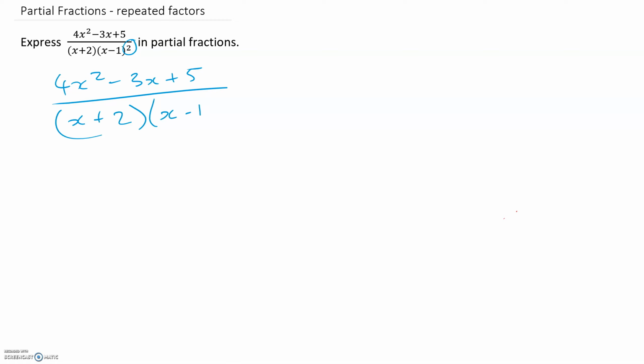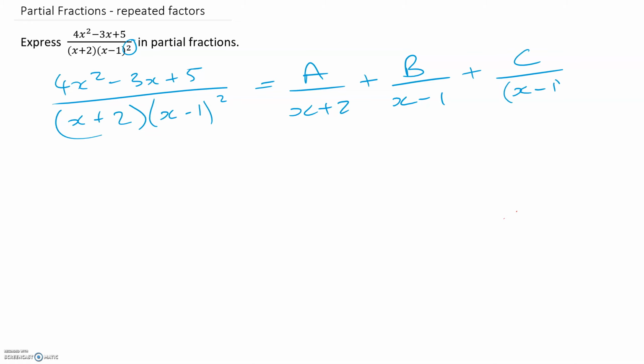Now here we've got another repeated factor partial fractions question, just that this one looks a bit more awkward, but you can see we've got a squared there, so you've got to be careful and repeat that factor when you split it up. So the first thing I would do is write this as 4x squared minus 3x plus 5 over x plus 2 times x minus 1 squared. That's going to equal a over x plus 2 plus b over x minus 1 plus c over x minus 1 squared.